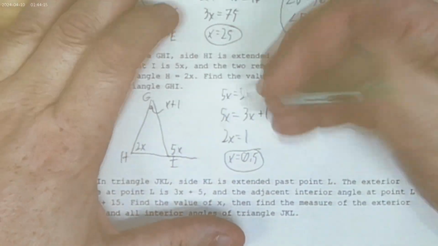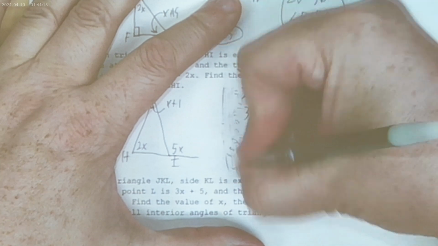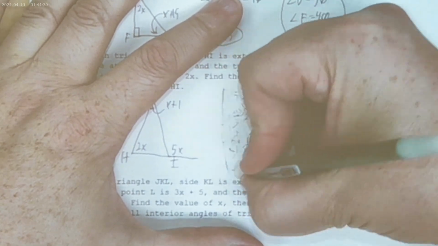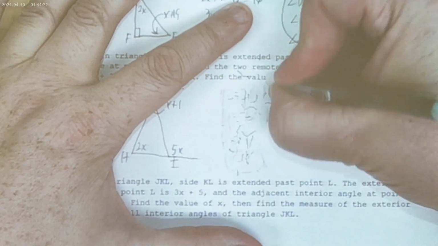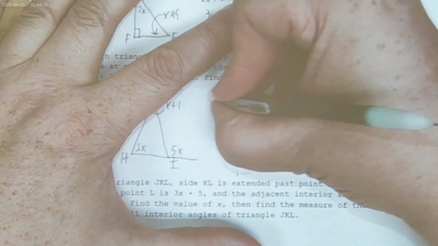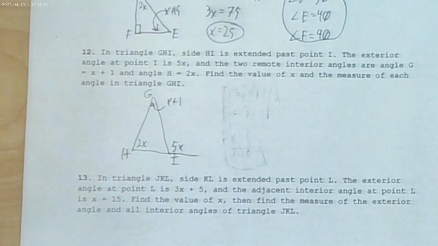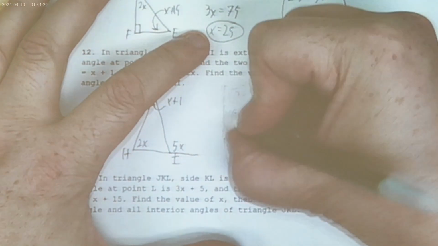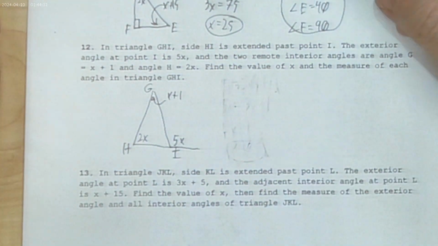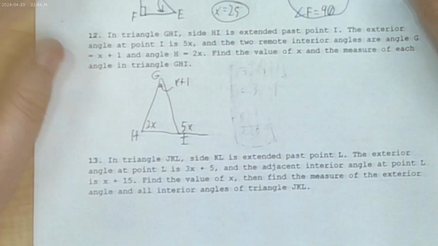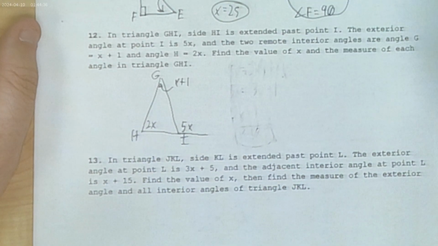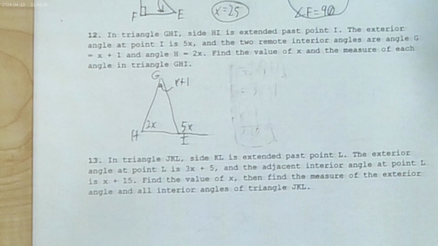Okay, I need to set up the equalities differently. I think I'm going to have to find a different way to do this one. I think I know what I need to do here. So let's see, I need to incorporate 180 in it in some way.